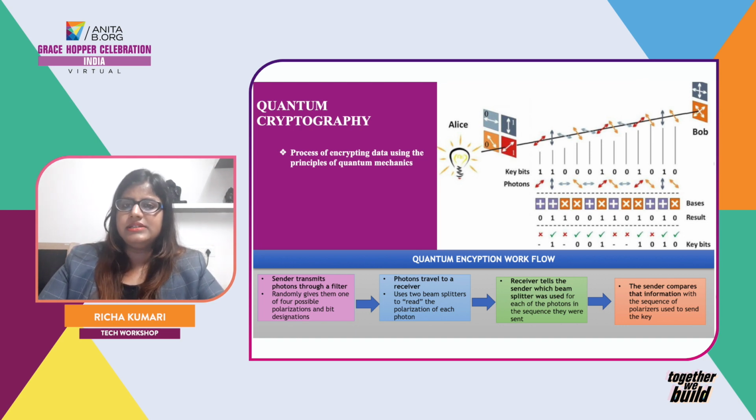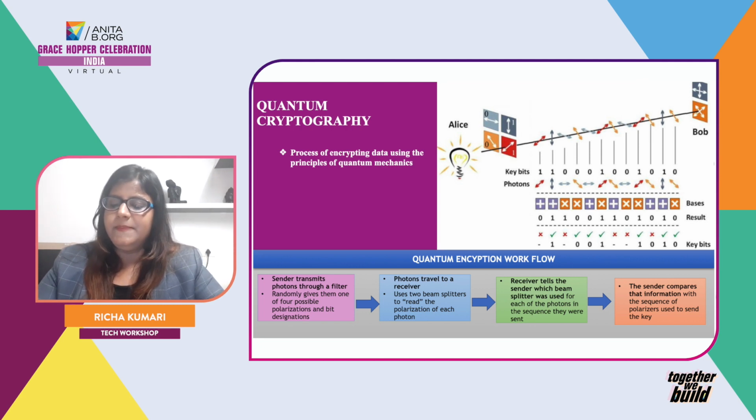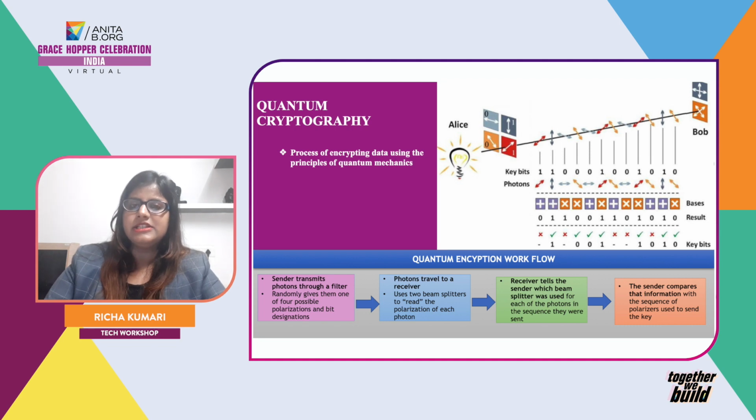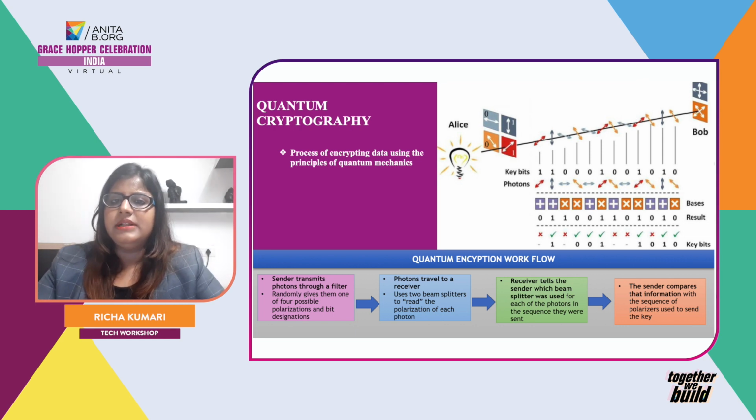Once the receiver receives the data, it uses a beam splitter to calculate each sequence of the photons that were sent. Then the sender compares all the information and, in the end, sees that whatever polarized state was sent is matching with the key. It is a very big concept, but we need to see how we can implement it. During our hands-on, we will use some qubits and gate algorithms, and see how we can start coding using Qiskit.